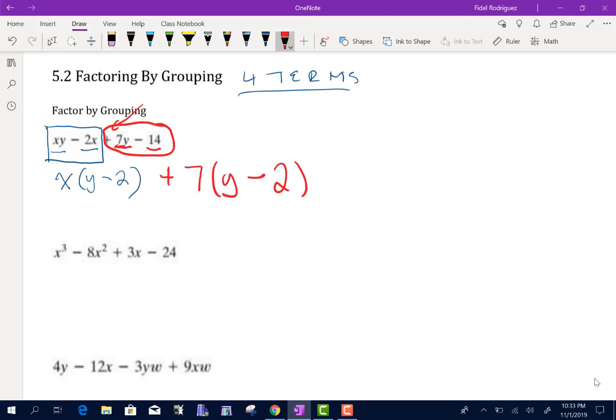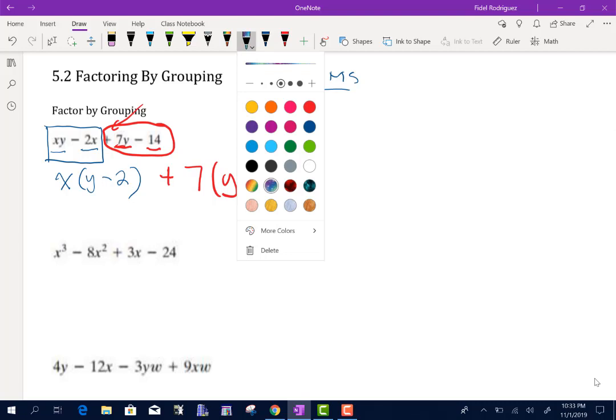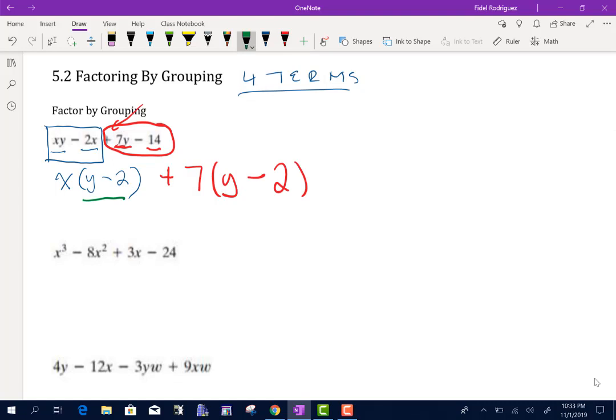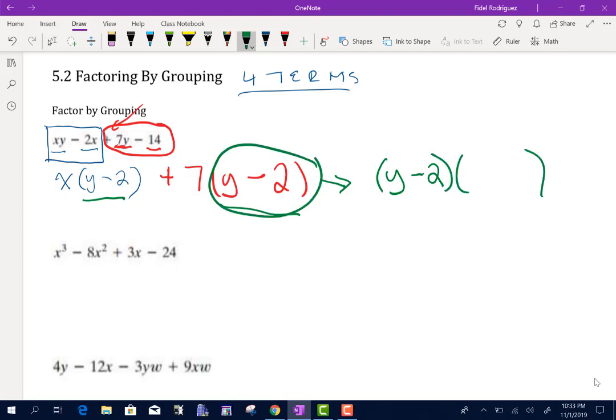Now, we're going to know if we did this right if this piece here and that piece there are the same. Then we know we did this the right way. So the way I'm going to write my answer, that common piece, the one that they both have, I'm going to write like this: y minus 2. When we take the y minus 2 from here and from here, this piece and that piece are going to be my second factor, x plus 7. And there's our final answer.